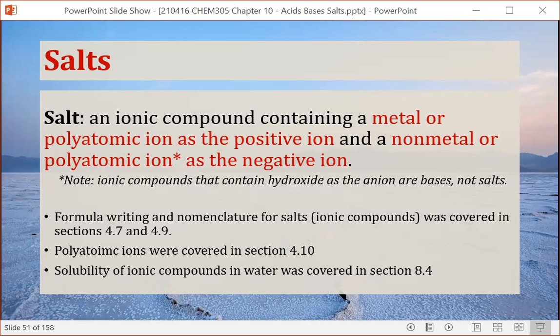So we want you to be able to, based on the chemical formula, identify if something's a salt. And again, it will have a metal or a polyatomic ion as the positive ion, and a non-metal or a polyatomic ion as the negative ion, except if hydroxide is the negative ion, then it will be classified as a base and not as a salt.